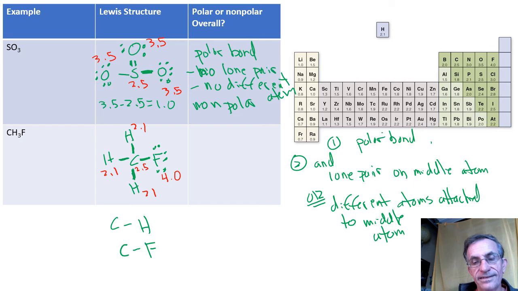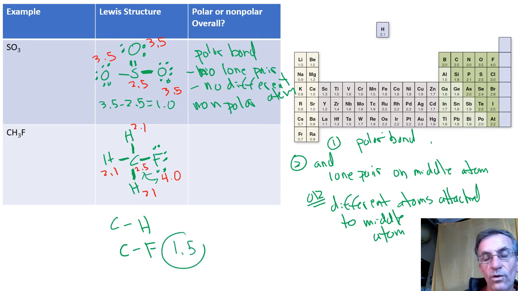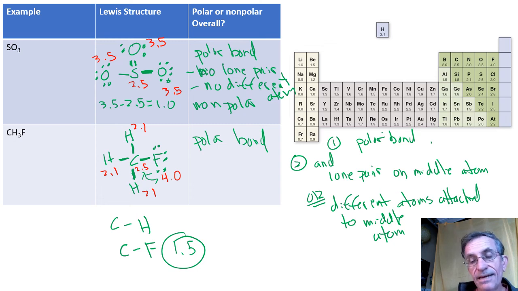Is there a polar bond in this thing? Yes, there is. If you look at the electronegativities again, the polar bond is the bond between carbon and fluorine. If you subtract there, you get a difference of 1.5. Yep, we have a polar bond. We have at least one polar bond. That means we're going to keep looking. So a polar bond does not make you polar. You have to have more. You have to have either a lone pair on the middle atom or different atoms attached to the middle atom. So think about that. Is this thing going to be polar or nonpolar overall?